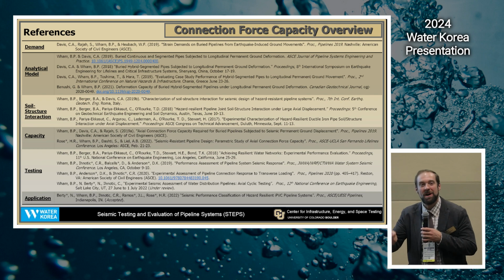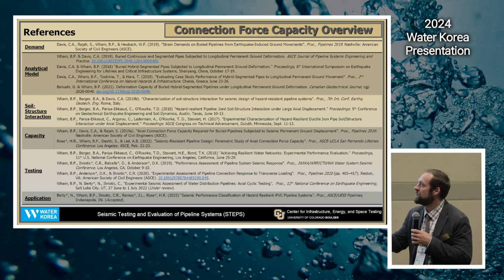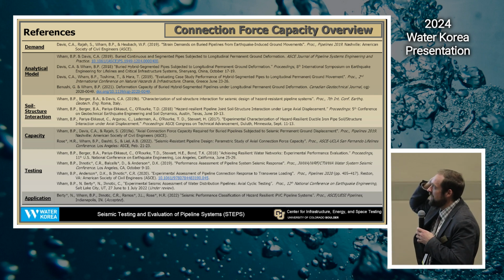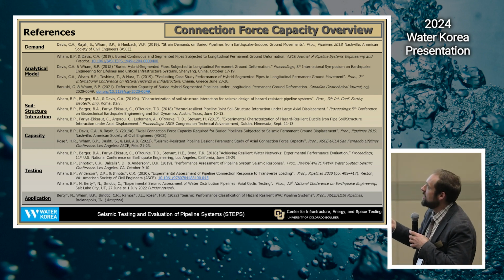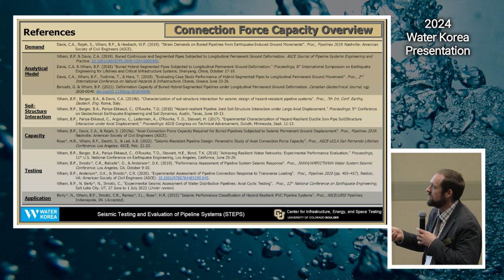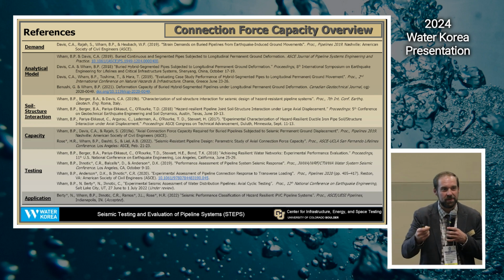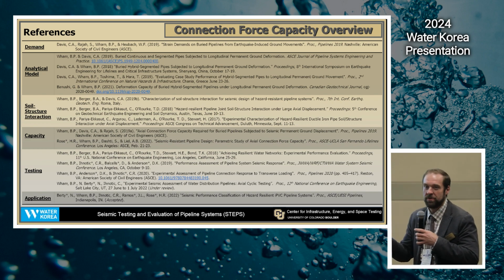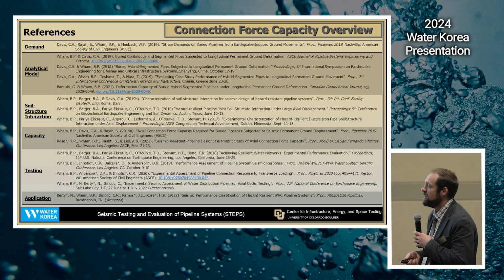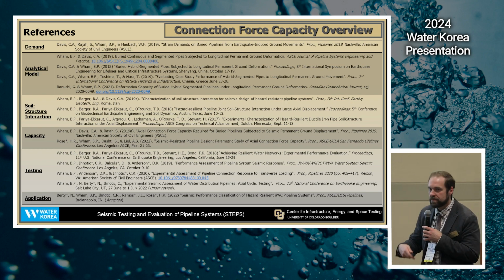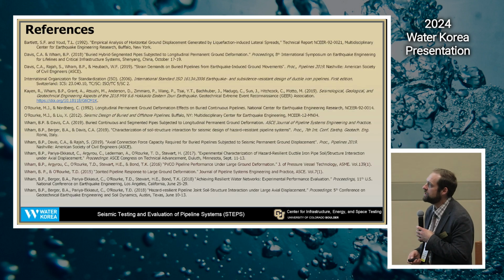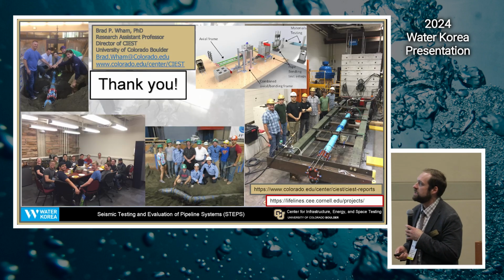But it's been quite a process as this MOP has moved forward. These are all publications we've had to put out in the last 5 or 6 years here. To try to look at the demands, some of the analytical modeling, the soil structure interaction, the capacity, and then the testing. And so this is just a little bit about some of the testing we've been doing and trying to pull together to try to standardize some of these processes to be able to develop these design guidelines for the industry. There's a couple of other references there.